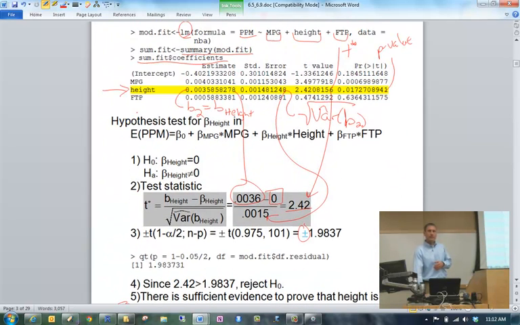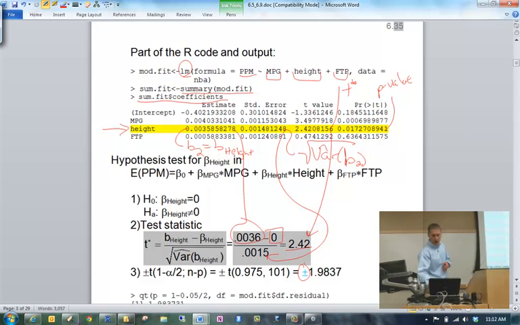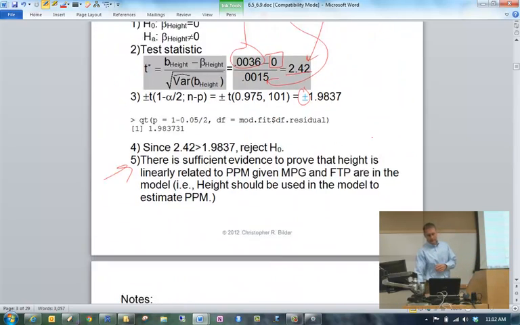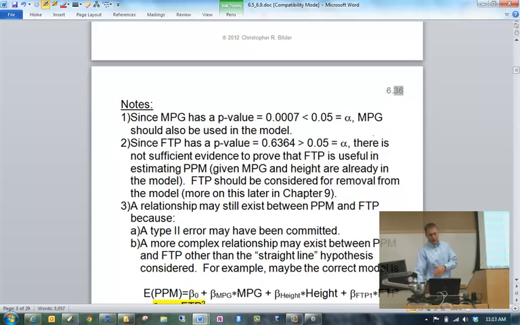Any questions? Well, let's look at other portions of this output here. Notice for minutes per game, we have a p-value that's quite small, indicating there is sufficient evidence to indicate minutes per game is important, given height and free throw percentage in the model. Well, let's take a look at free throw percentage, 0.64. So there's not sufficient evidence to indicate that free throw percentage is important, given the other variables in the model.